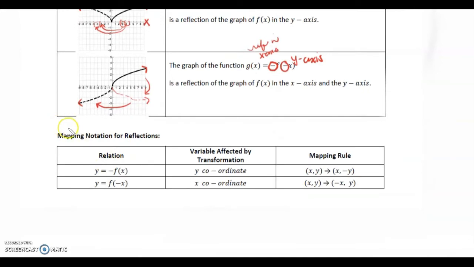When we take a look at actual mapping notation for reflections, if the negative is in front of the function, then it affects the y-coordinate, the up and down. What we do is take the negative of every single y-coordinate in, say, the table of values. If the negative sign is grouped in with the x, then it affects the x-coordinate, and in the table of values we negate, or flip the sign of, every x value.